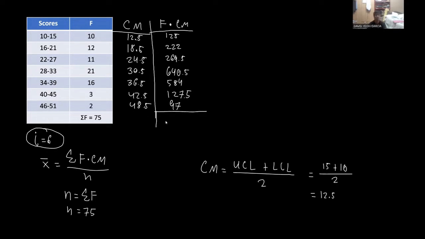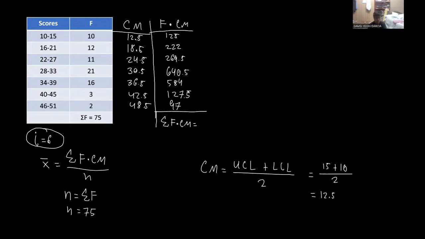Okay. So now that we completed this column, which is basically the product of frequency and the class mark midpoint, what we're going to do is get the sum of all the products of frequency and class mark midpoint. So let's add them all. 125 plus 222 plus 269.5 plus 640.5 plus 584, if I'm correct. Hold on, 16 times 36.5. Yep, 584.